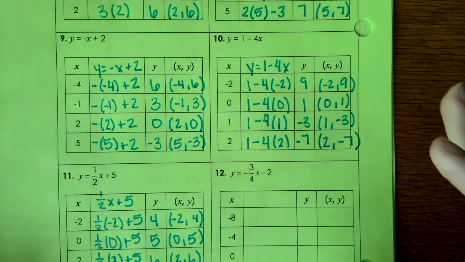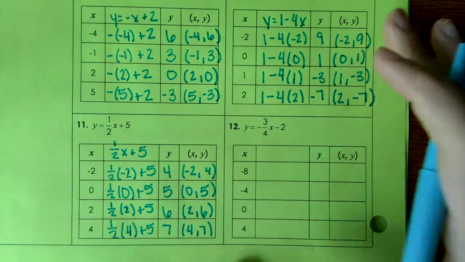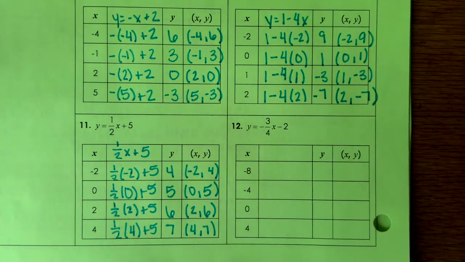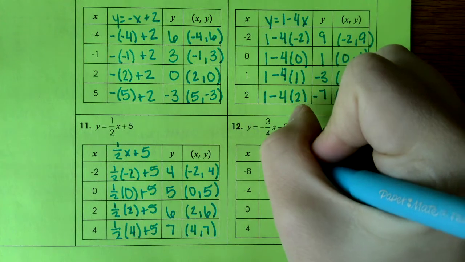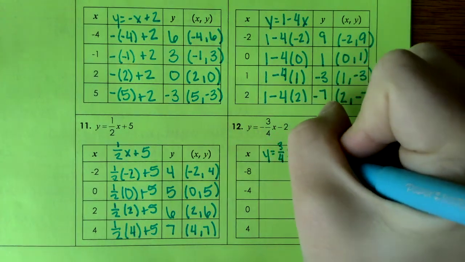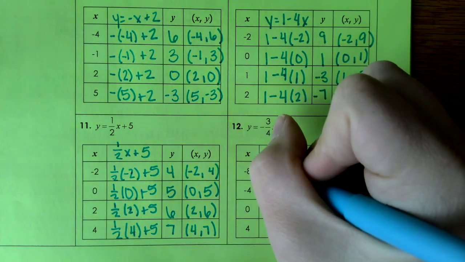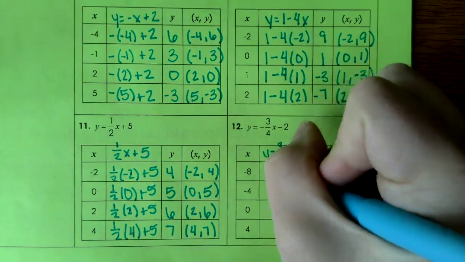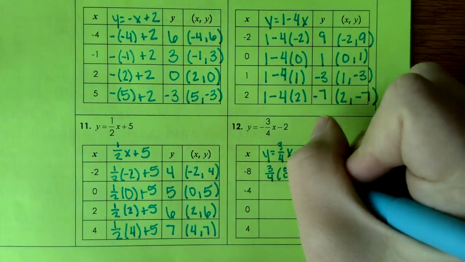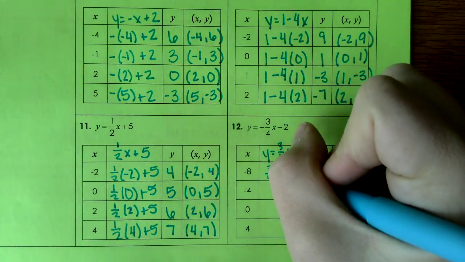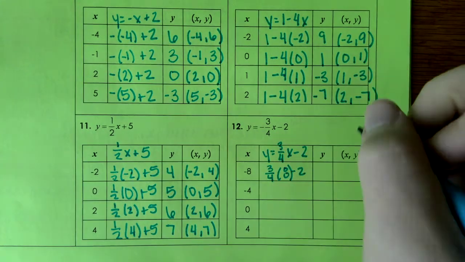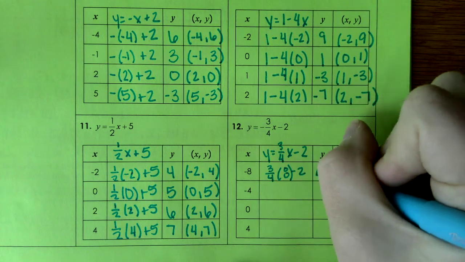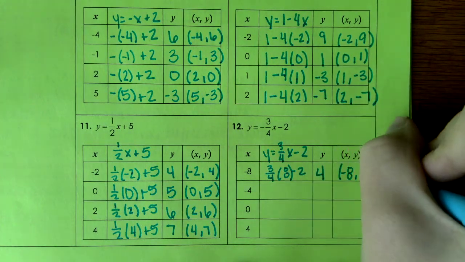Okay. Hopefully you're getting through this and this is starting to make a little bit more sense. The last thing that I have going on is I have y equals negative 3/4 x minus 2. Don't let this scare you. This is just 3/4 times 8 minus 2. So 3 times 8 divided by 4, and then it's going to get you 6. Subtract 2 and you're going to get 4. So you're going to have negative 8, 4.